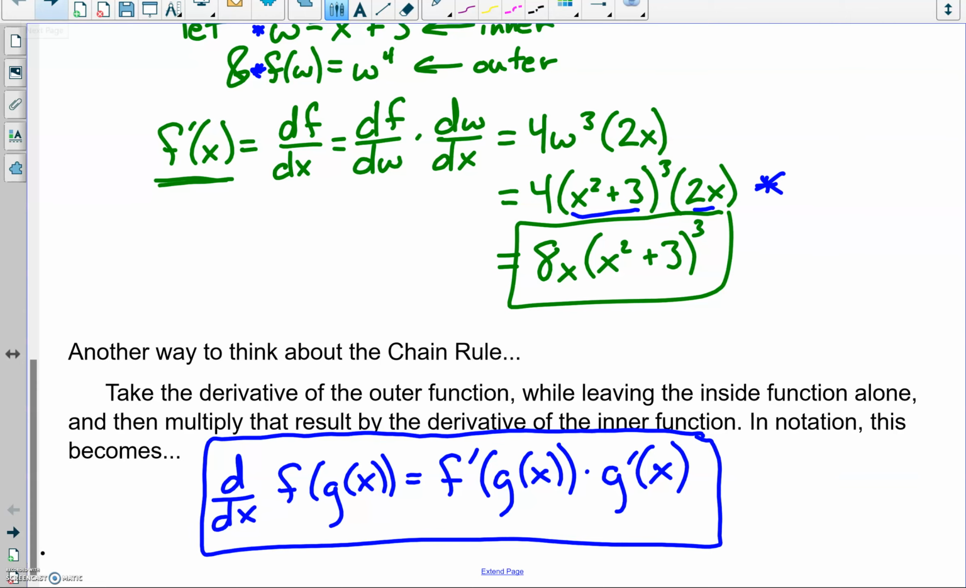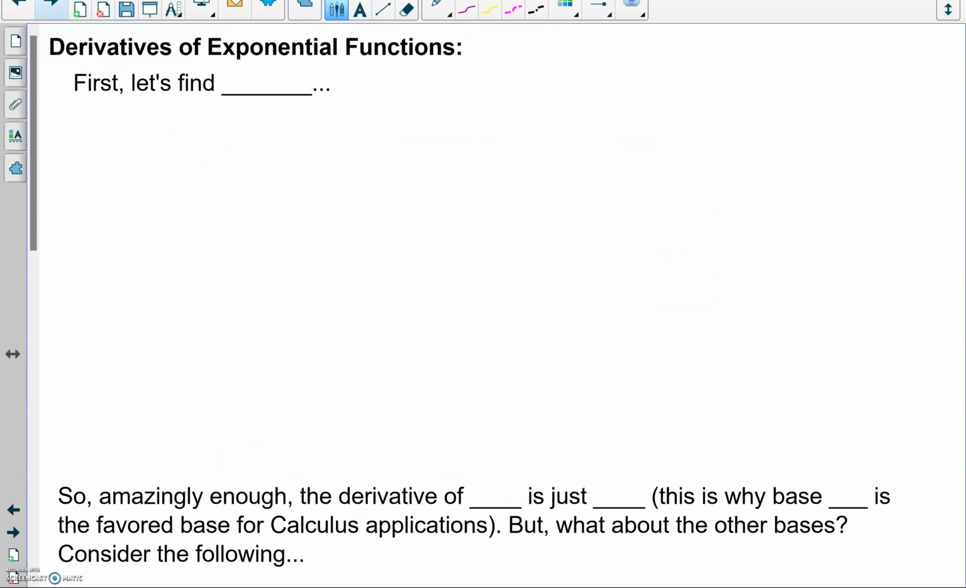So let's go ahead and look at derivatives of exponential functions. And in order to make this happen, there's a little bit of pre-stuff we've got to do. So let's find the derivative of e to the x. We're going to see this is a very special derivative that plays a role in general bases. So we'll have the limit as h goes to 0 of (e to the x plus h power minus e to the x) all over h.